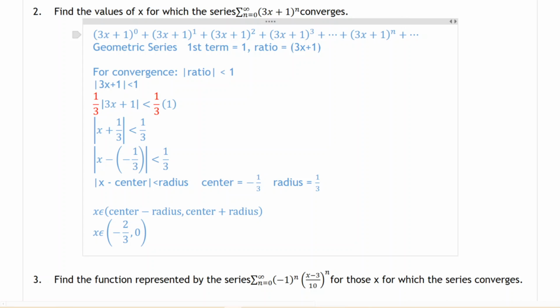Now remember, because this was a geometric series, we don't have to test any of the endpoints here, and we're done with this problem. We can move on. So we'll see you on the next one.